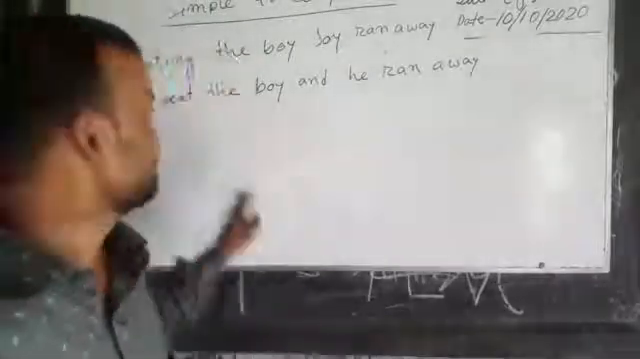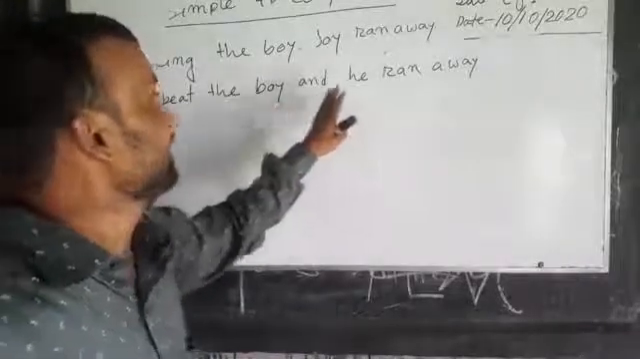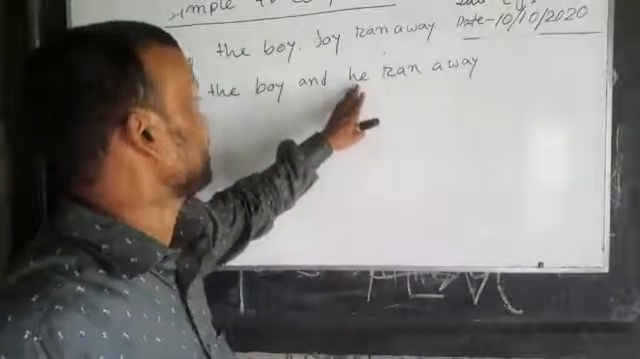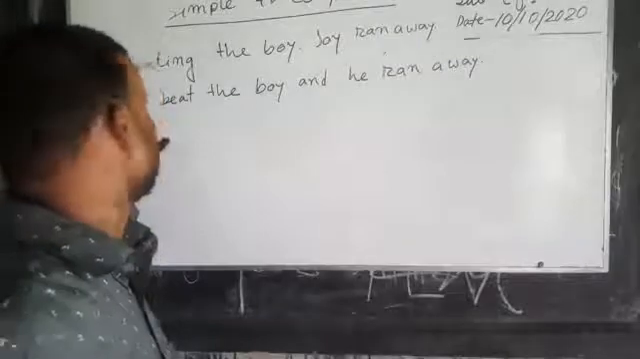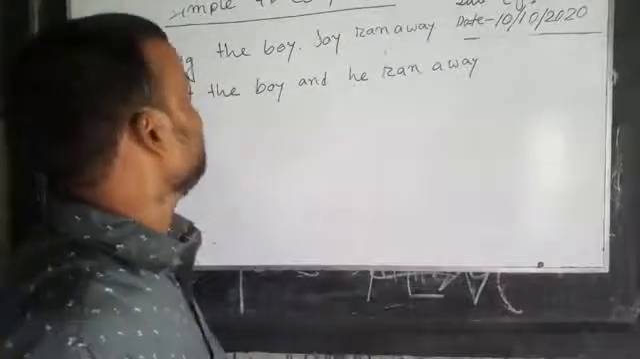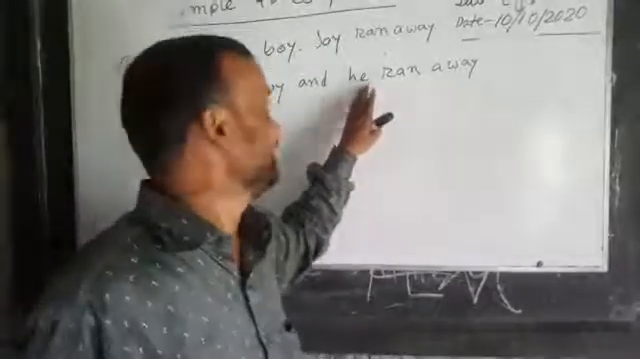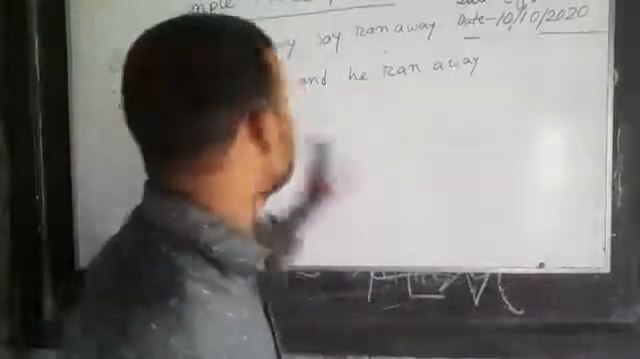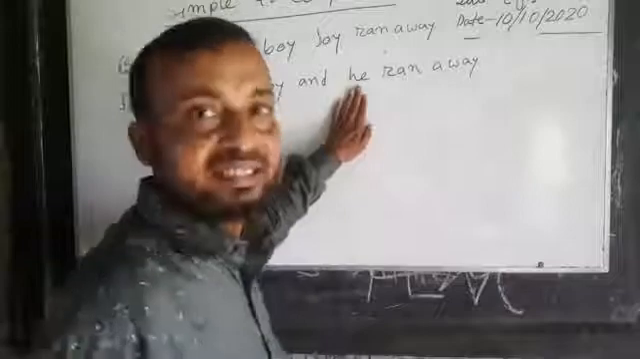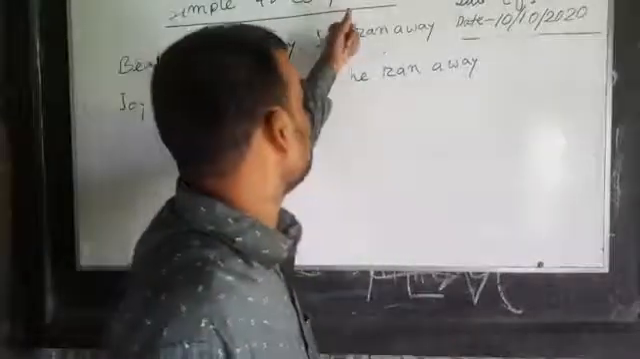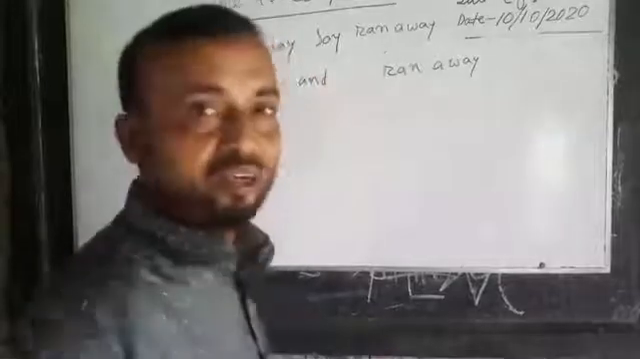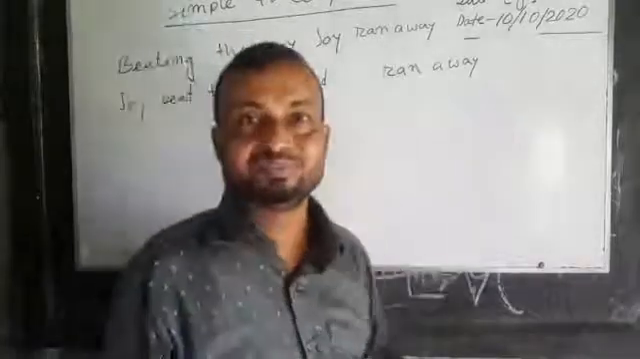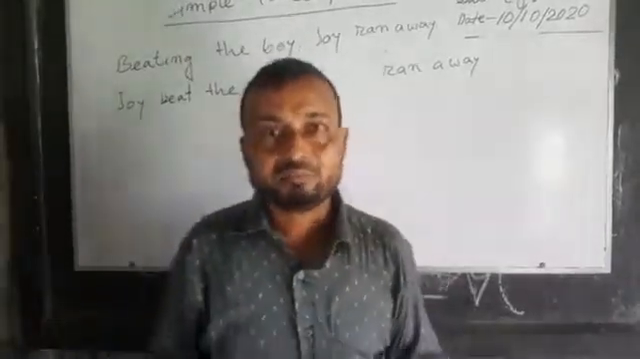So my dear students, Joy beat the boy and again subject. Here its subject was Joy, but here it is he, because here we use Joy, and in lieu of Joy, the pronoun he is used, ran away. Again, if we think that Joy and he are the same person, at that time we omit he. So here we can write, Joy beat the boy and ran away. Can you understand, my dear students?